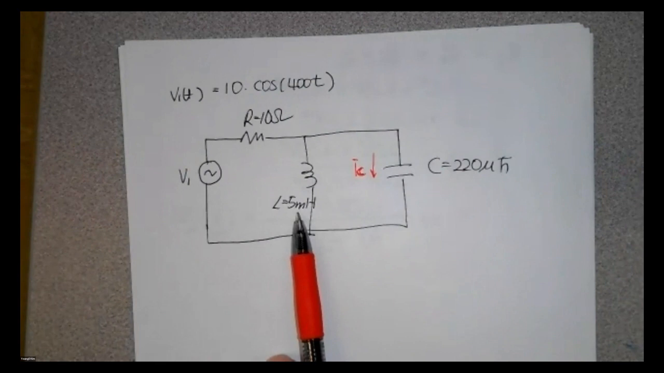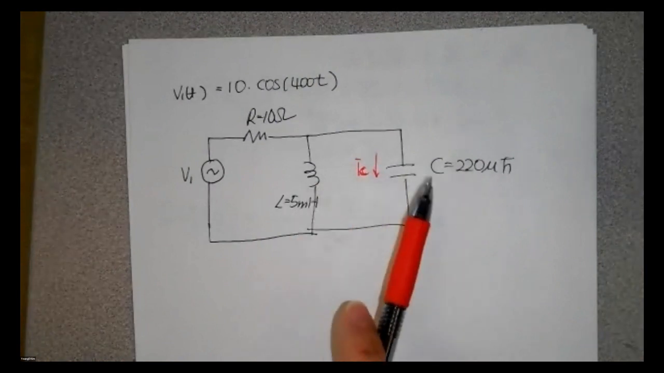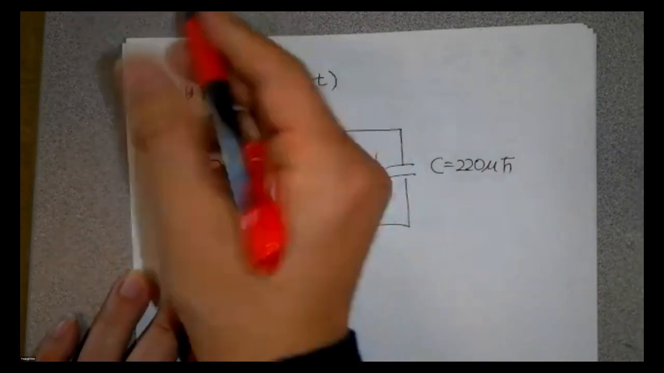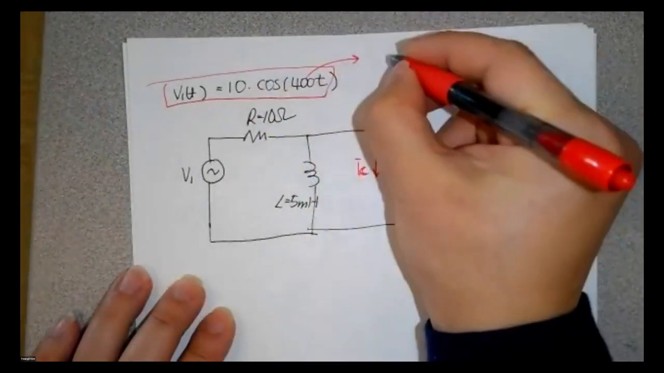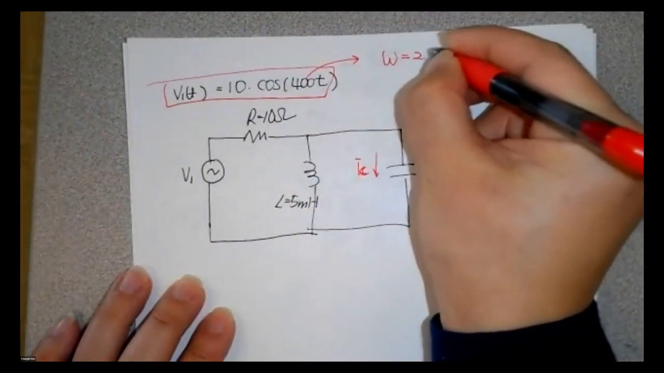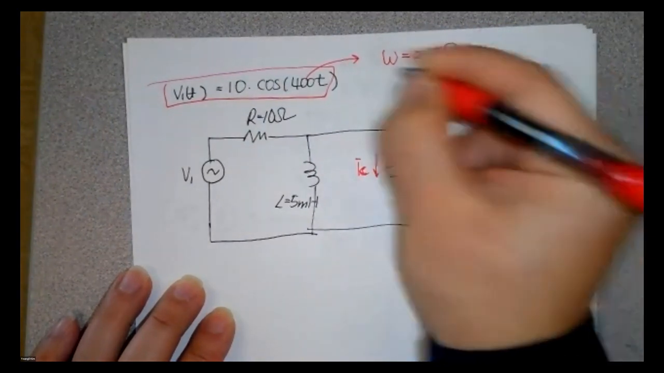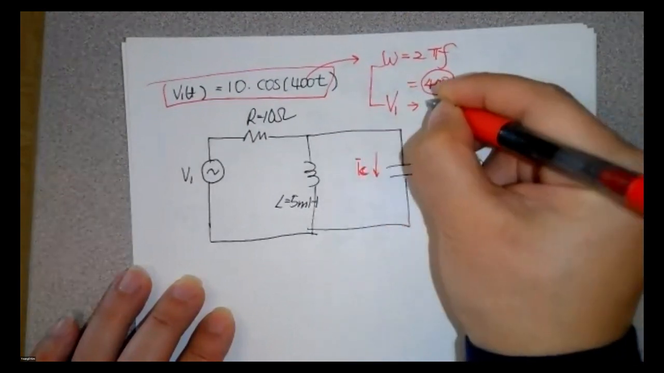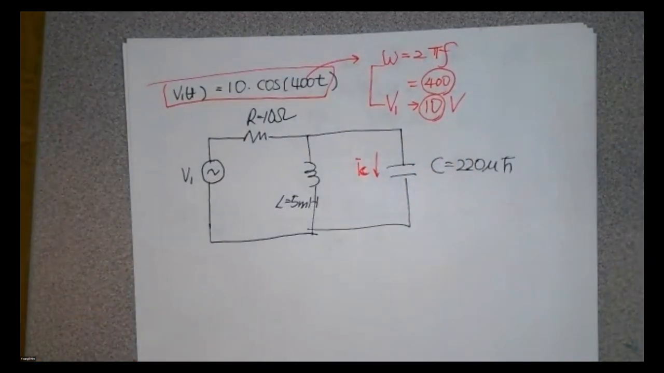Okay, but keep in mind that is not X sub L, that is X sub C. This is the L and C, and V sub 1 is the AC source, like this one here. The angular frequency, 2 pi f, is 400. And V sub 1, the amplitude is what? The 10 volt. Okay, you have 10 minutes.